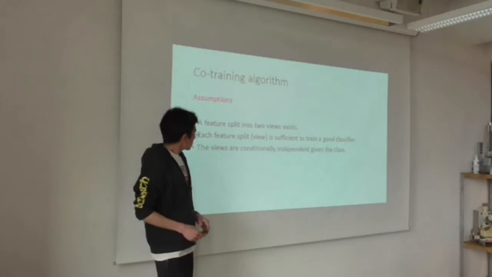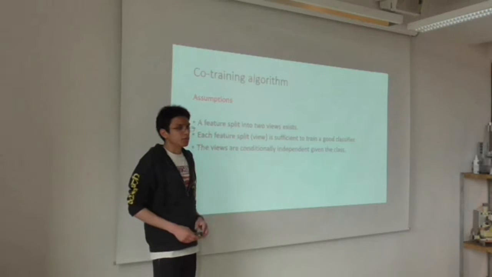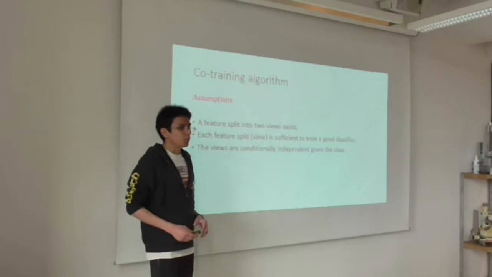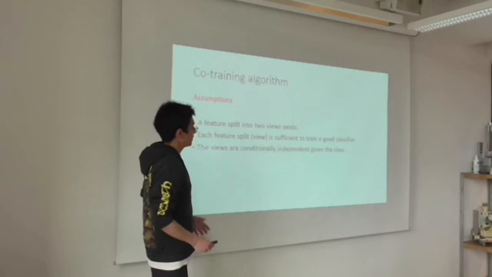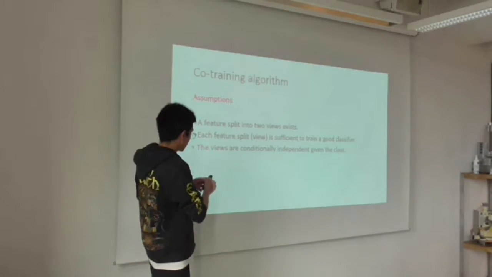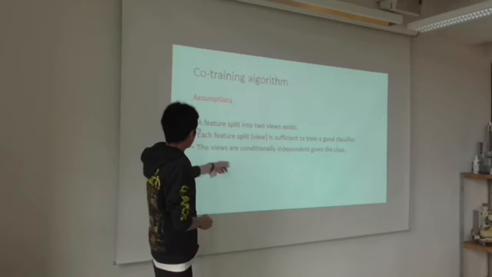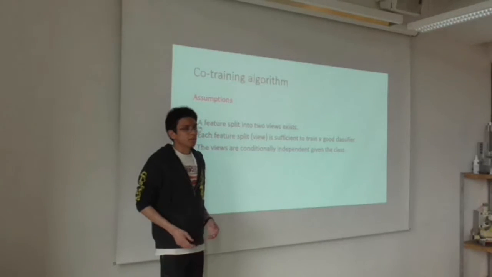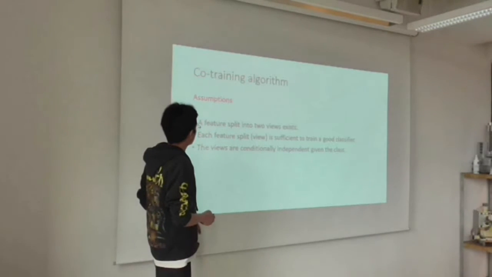So you need to be able to train a good classifier from the beginning for both of the views, because if one of the classifiers is failing or is not getting very good accuracies, then it will impact the other classifier and the error will propagate, and it will be a mess. Instead of getting a good classifier, we will end up having something useless. And we also have another assumption that the views are conditionally independent given the class, but this assumption can be relaxed, so it's not a very strict assumption.